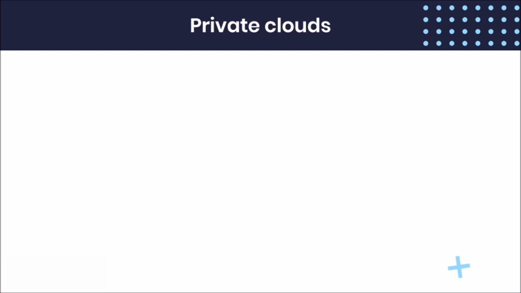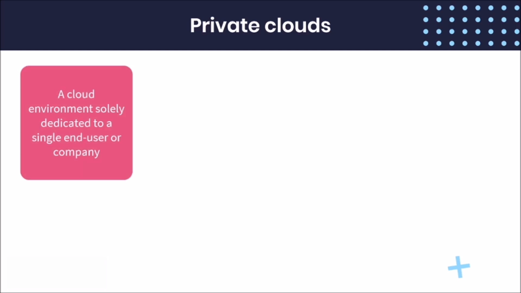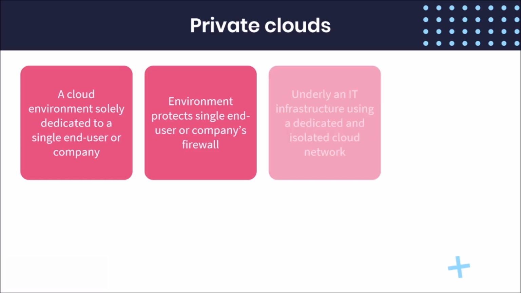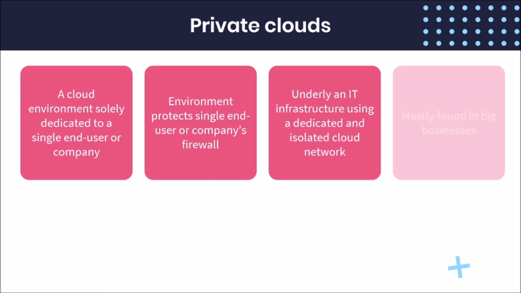Private clouds are when a cloud environment is solely dedicated to a single end user or a company. In these cases, the environment is mainly there to protect the single end user or company's firewall. Private clouds underlie an IT infrastructure using a dedicated and completely isolated cloud network, mostly found in big businesses who can afford it.